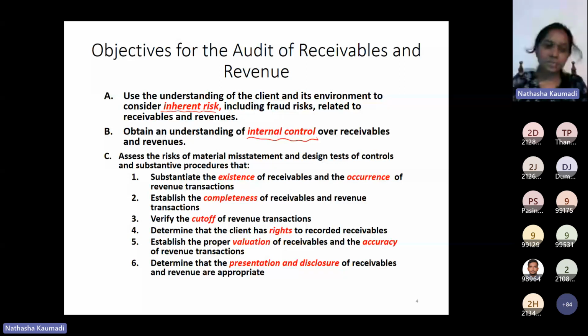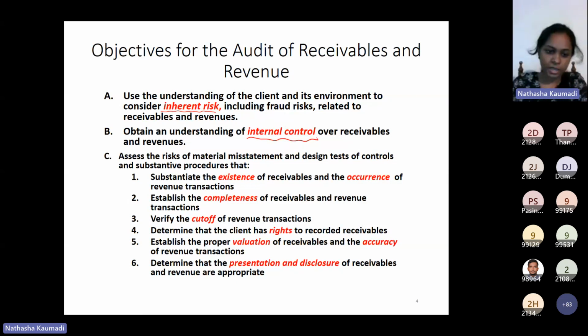And then part C, the third element, says assess the risk of material misstatement and design tests of controls and substantive procedures. Now you understood the inherent risk. When it comes to revenue and trade receivables, inherent risk is high. And then you understand what internal controls are in place. Now you have a good understanding of the internal controls as well. Having understood all these risks, you have inherent risk and control risk. When you study the internal controls, you can have a good understanding about the control risk.